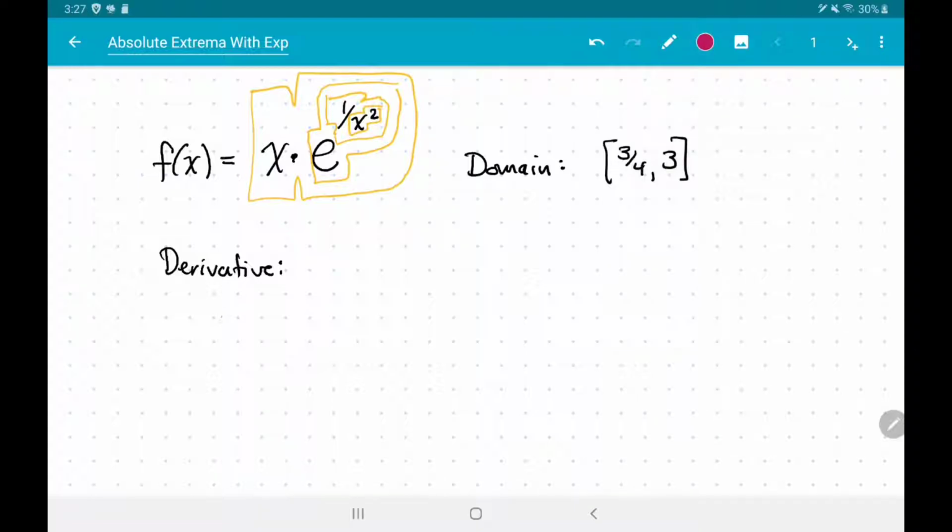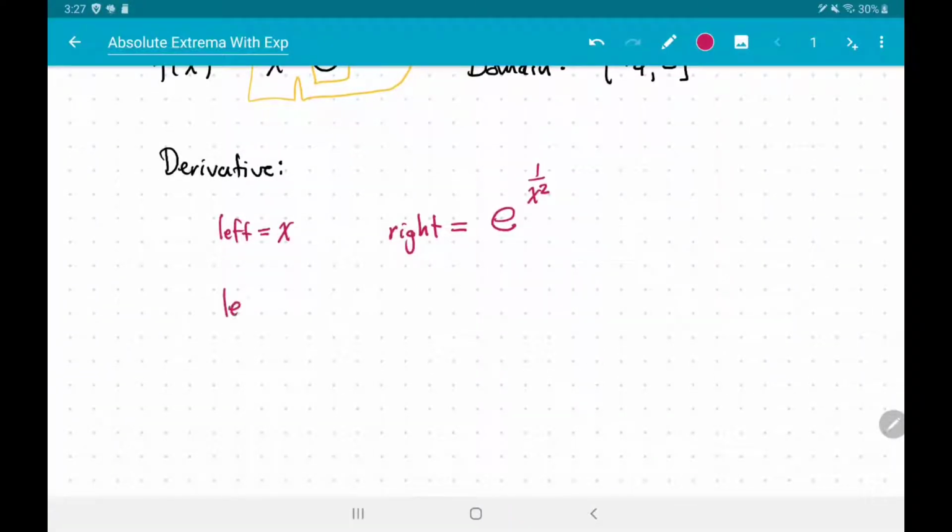Okay, let's work on that. So for the left, that's x, and the right is e to the 1 over x squared. The derivative of the left is very easy. What is it? 1.